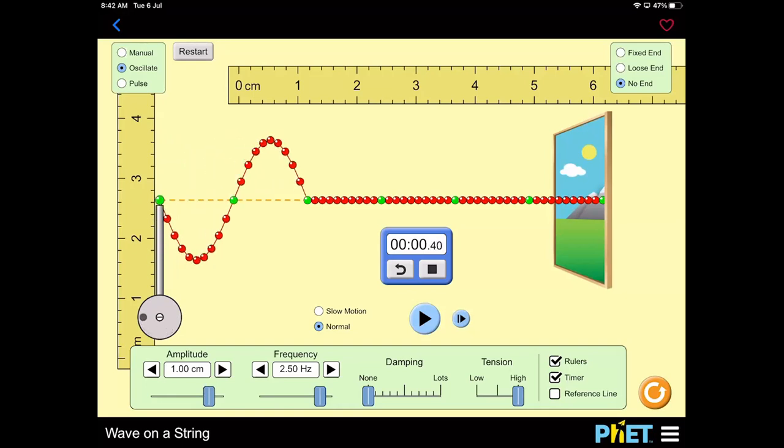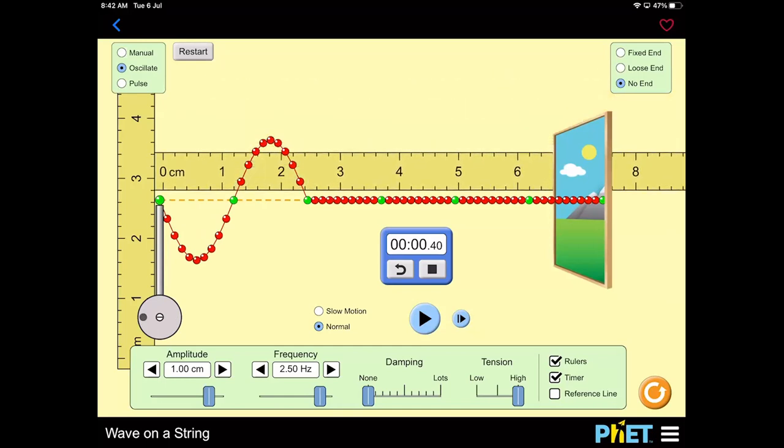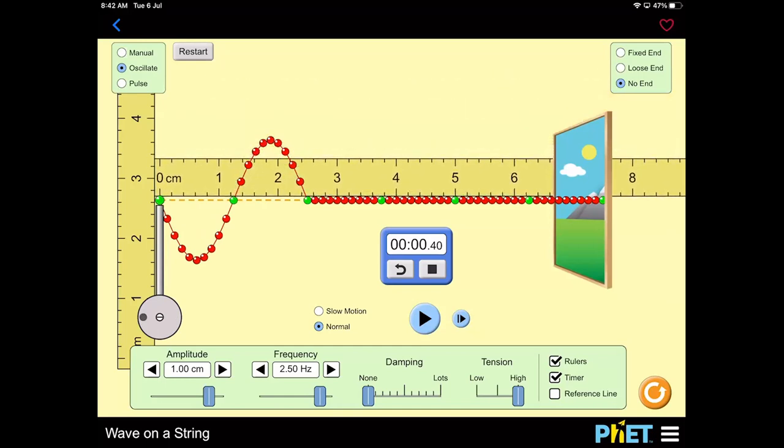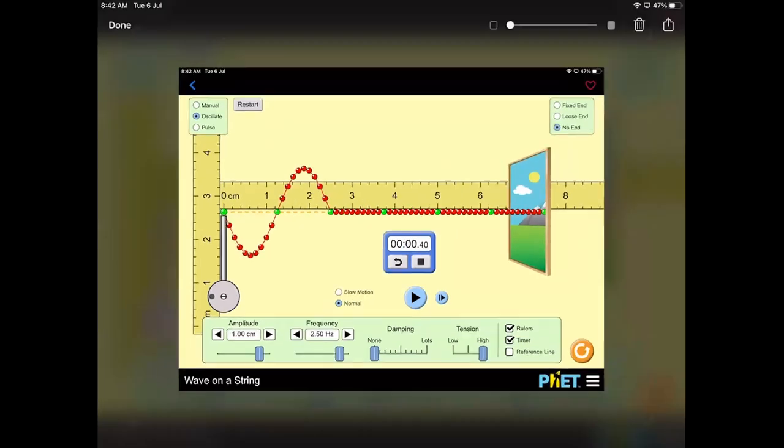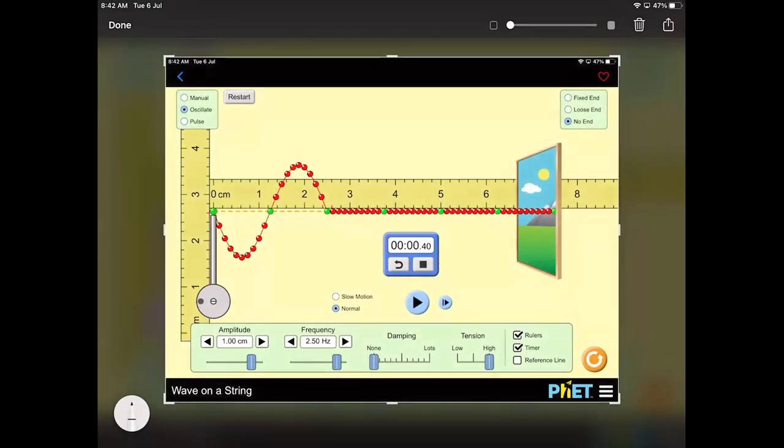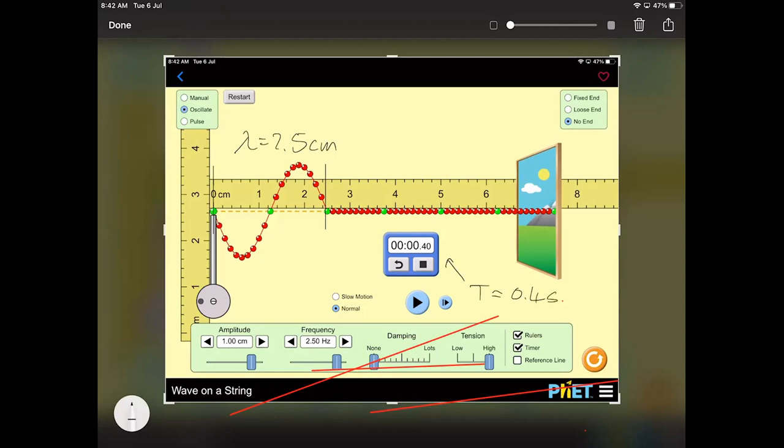And there we go, 0.4. And we can measure the wavelength. There we go. So if we start at 0 and we end approximately there, we can say that's approximately 2.5 centimeters. And from this measurement, we can get the period time is equal to 0.4 seconds.